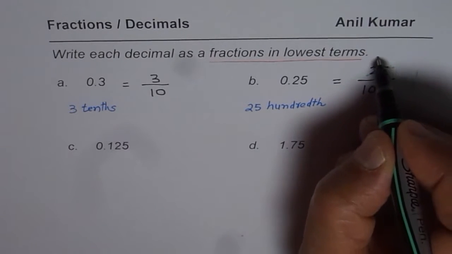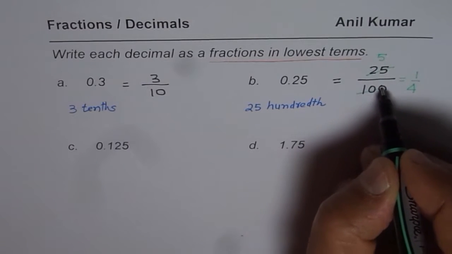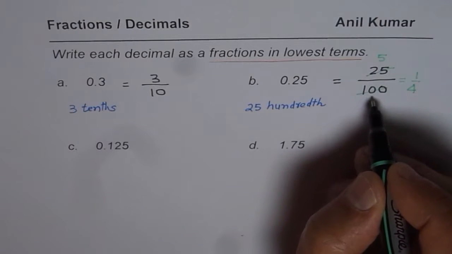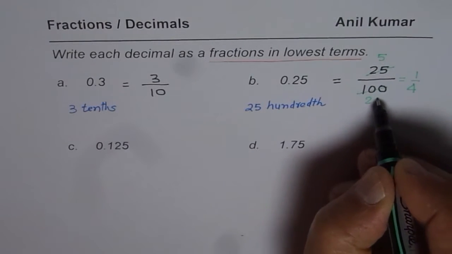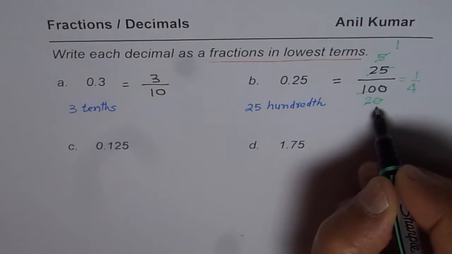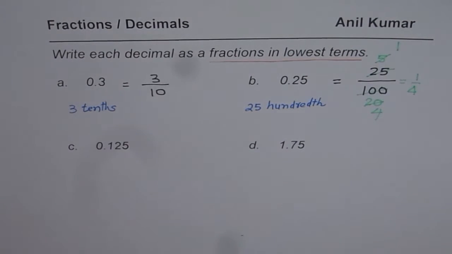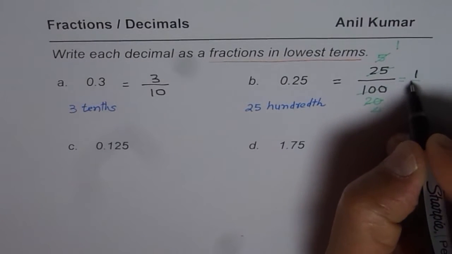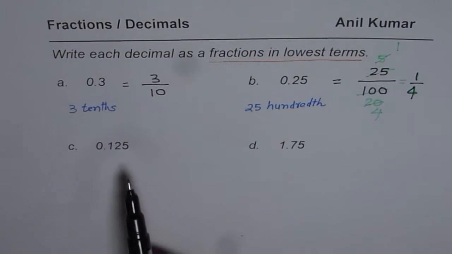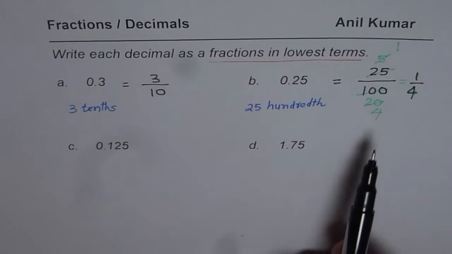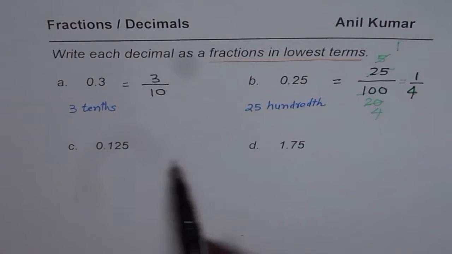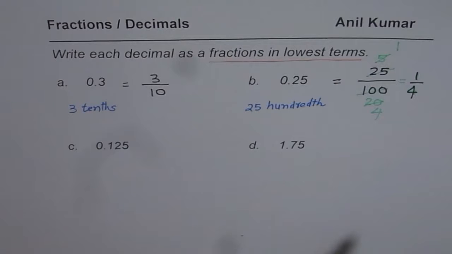First divide by 5. 5 times 5 is 25, and 5 goes 2 times is 10 and 0, 20. And now again divide by 5, 5 times 1 and 5 times 4. So what you get is fraction in lowest terms 1 out of 4. So that is our answer. You can now perform the same operation or follow these steps to get these 2 decimal numbers as fractions.